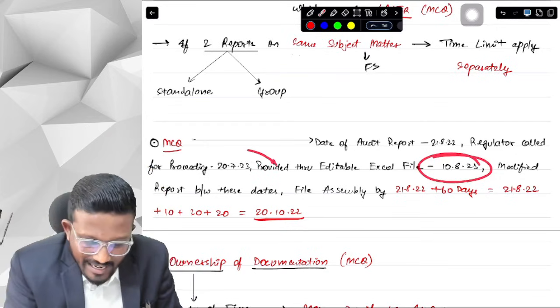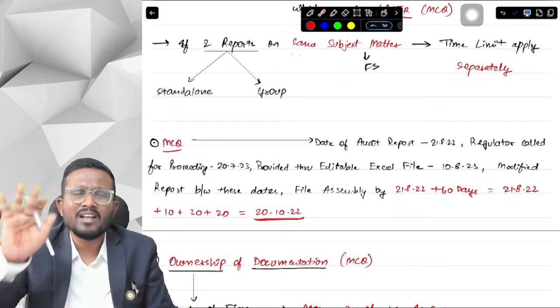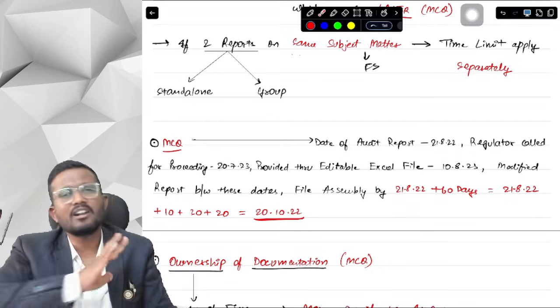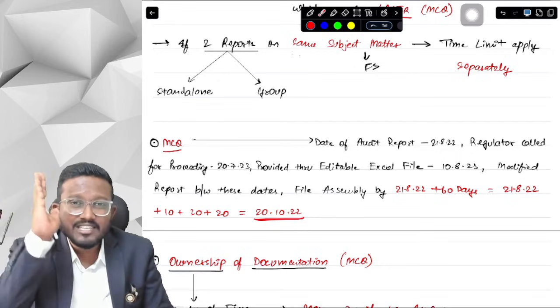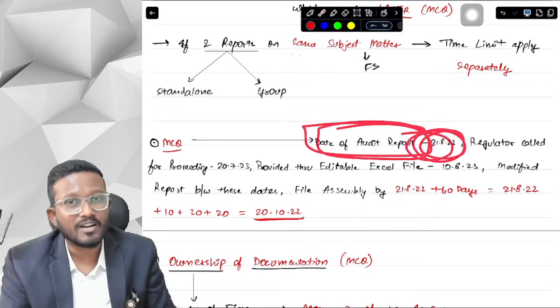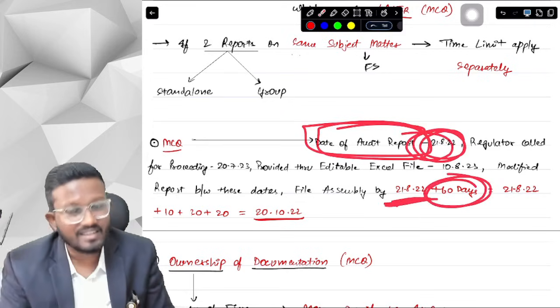These other dates are not relevant for me, such as when the regulator called us for a hearing or when I edited the Excel file. It doesn't matter. I just have to check the date of auditor's report. The date of auditor's report in this case is 21st August 2022. So I will have to check 60 days.